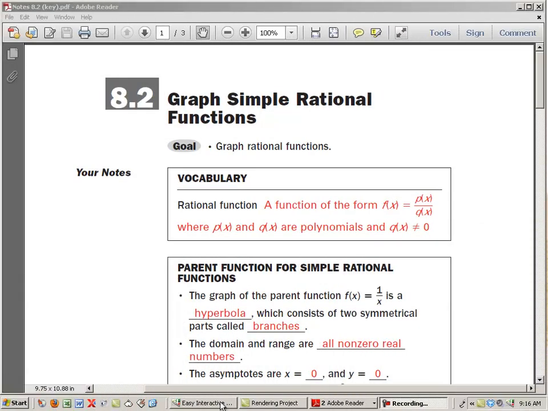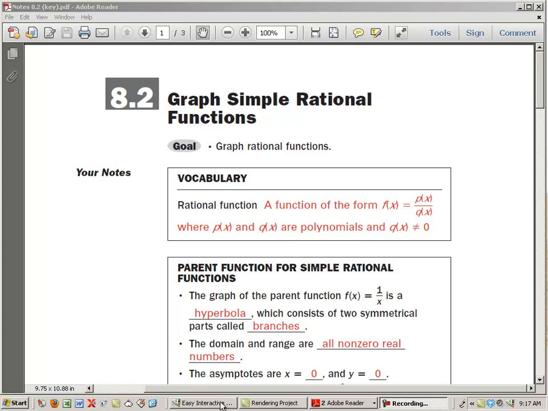All right, so section 8.2 is on graphing simple rational functions. And the word simple is somewhat of a misnomer, so this section has the tendency to be a little confusing because we're now going to take a look at rational functions in which we have some variable in both the numerator and the denominator of our fraction.